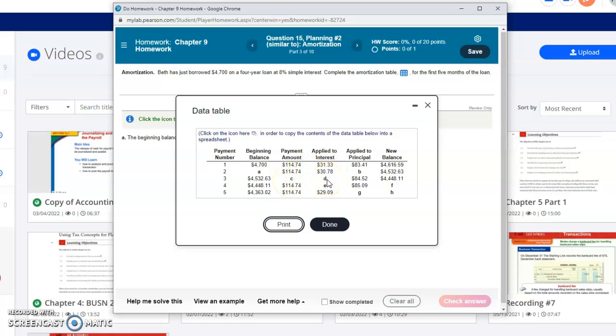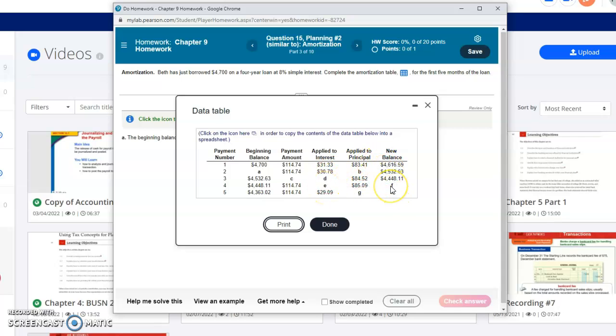How can you calculate D for this one? Take your payment minus whatever you have in principal. So for me, for month 3, it's $84.52. I would subtract that, and that's how I can find my answer for D. Then to find E, same thing, take $114.74. My example, your amount might be different. I'm going to subtract my amount applied to principal, $85.09. That's how I'm finding E.